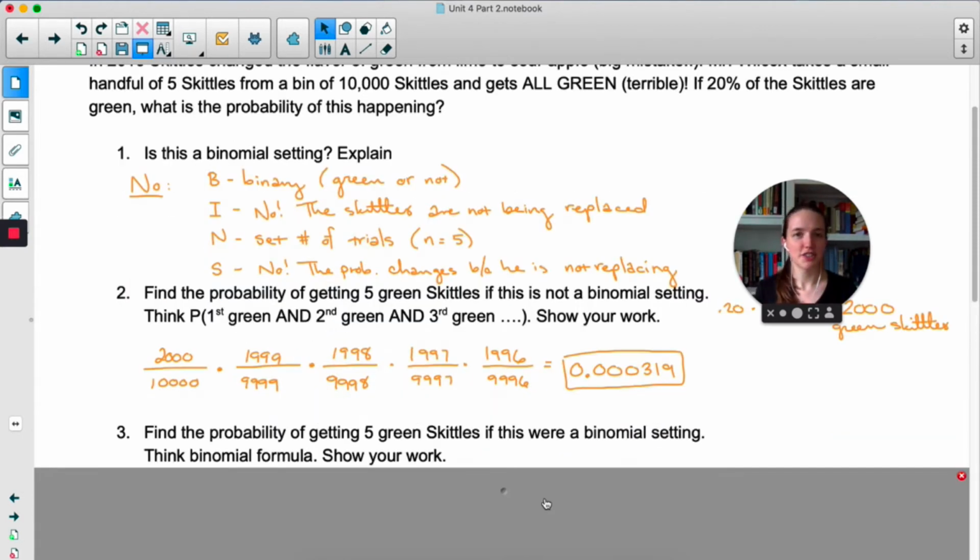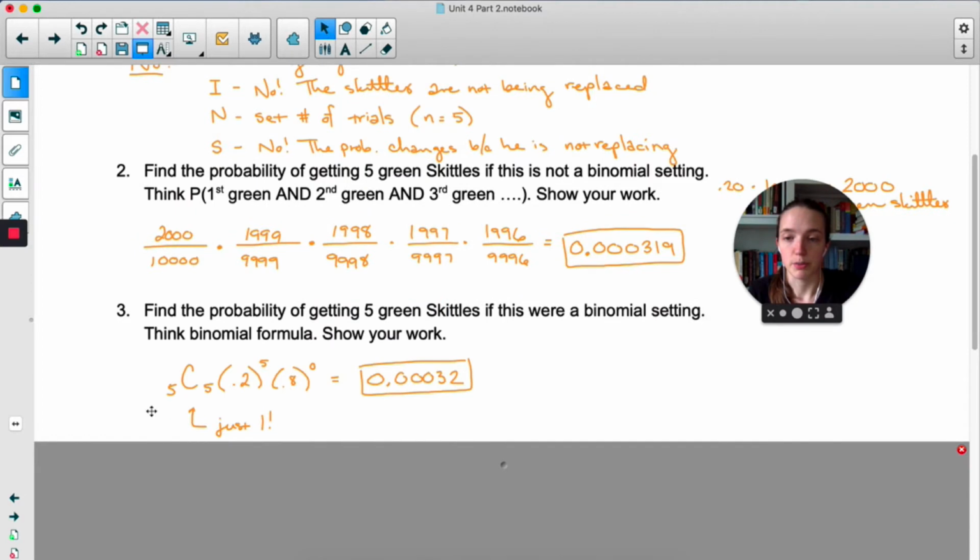Okay, now let's just compare. Let's see what would have happened if we had accidentally said that this was binomial and calculated it using the binomial distribution. Pause the video and do the same calculation, but this time use the binomial formula. Find the probability that he gets 5 out of 5 green Skittles. So using the formula, we are picking 5 and we want to see the probability of getting all 5 green. Now, this is just 1.